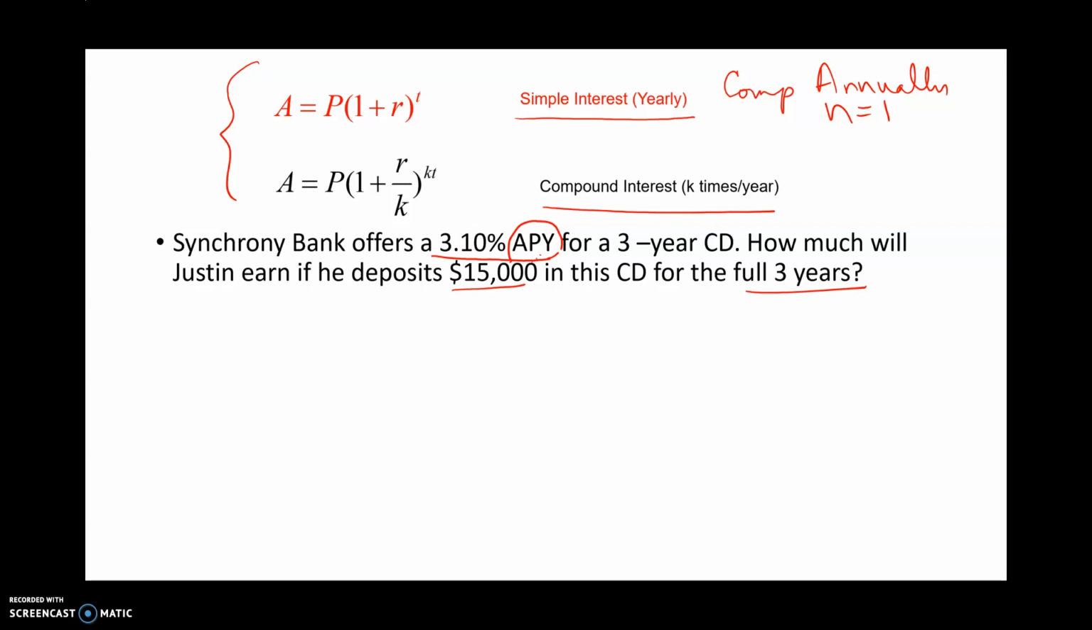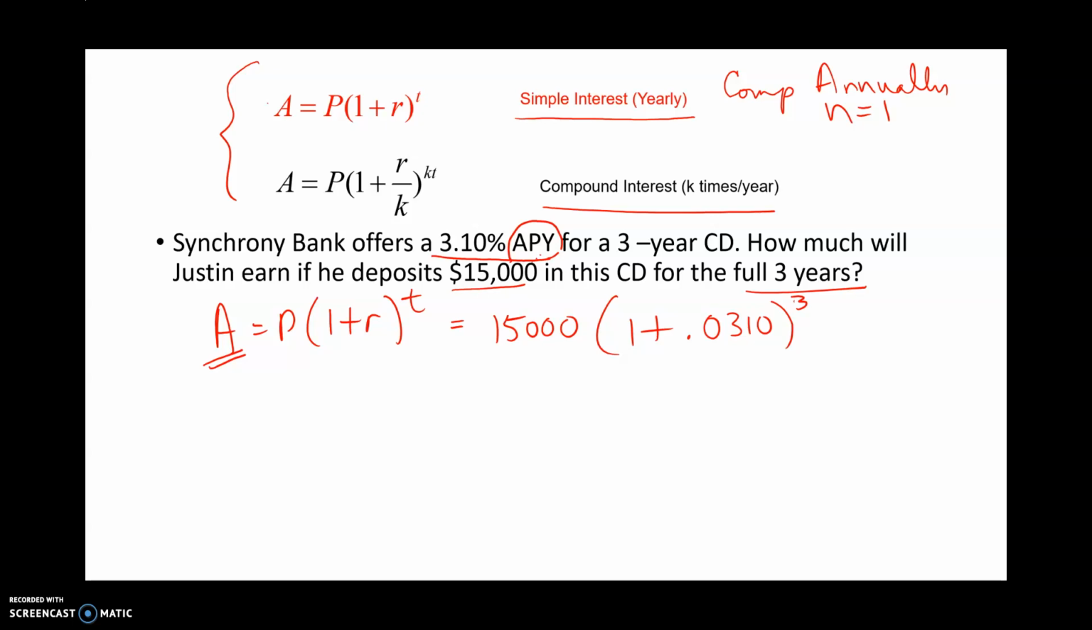Okay? So first, I'm going to use my equation right here, gang, because this is going to tell me what's in his account at the end of the 3 years. So it's going to equal the principal, 1 plus the rate, 0.0310, raised to the t, 3 years. Okay, so let's do this.